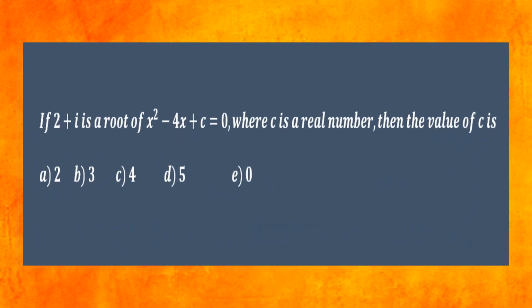The next question is, if 2 plus i is a root of x square minus 4x plus c equals 0, where c is a real number, then the value of c is. Choices: 2, 3, 4, 5 and 0.